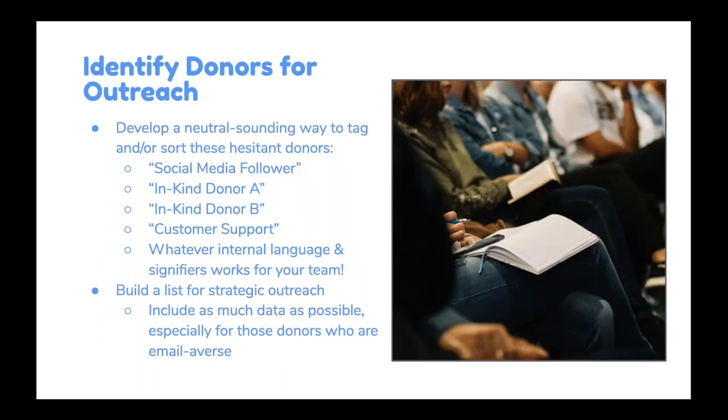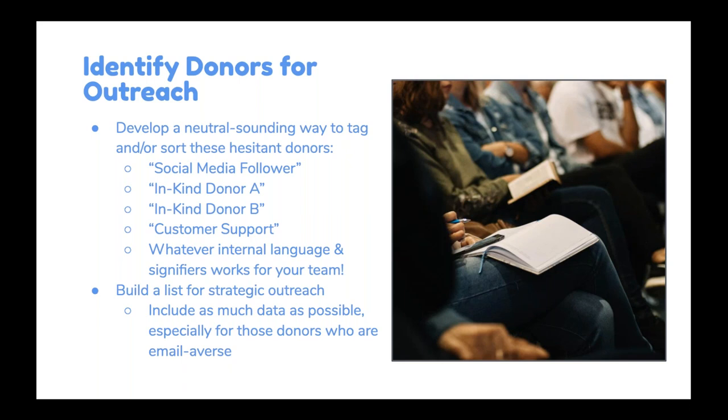So if you want to nurture these types of donors specifically, you may want to develop a system for tagging them and building specific lists so that you can do some targeted outreach and easily identify what kind of donor they are and what kind of messaging is more likely to resonate with them, and build your outreach lists from that. So there's some suggestions here. You want to keep it relatively neutral, like in-kind donor A, in-kind donor B, whatever internal lingo works for your team.